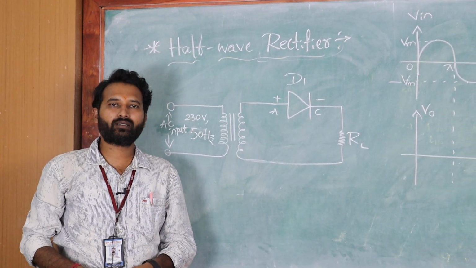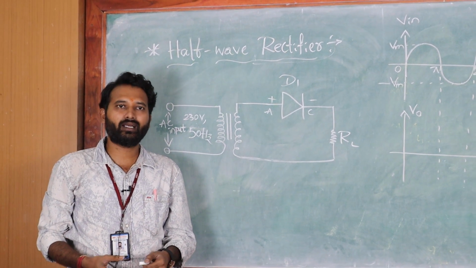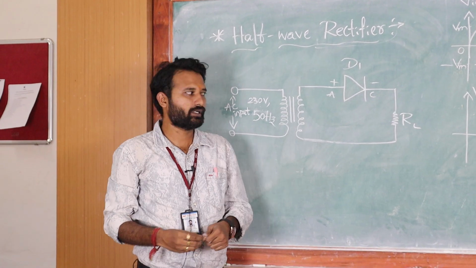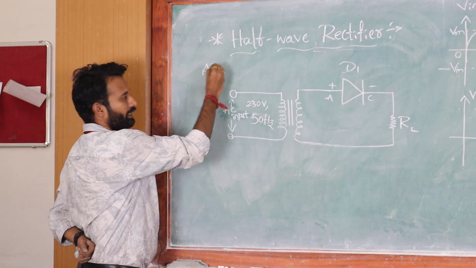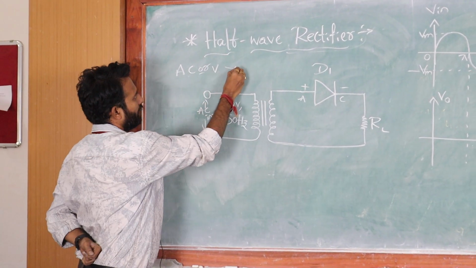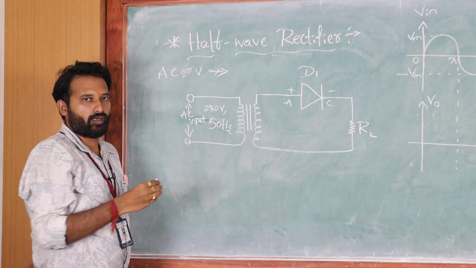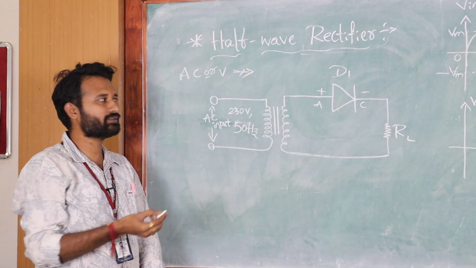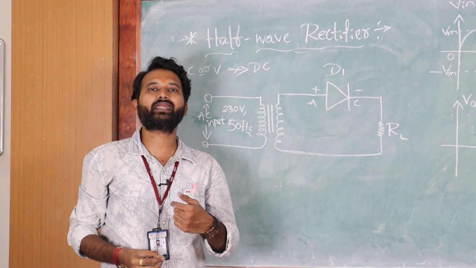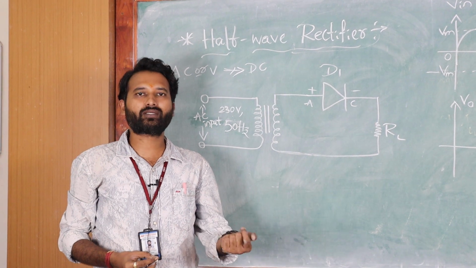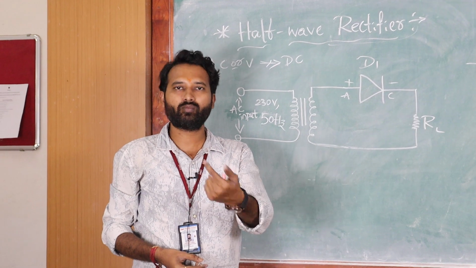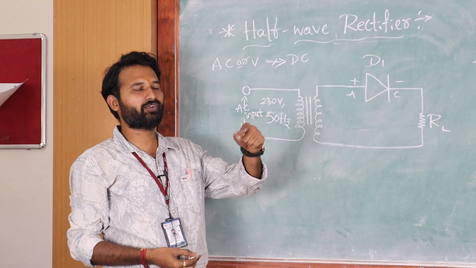So the rectifier is an electronic device. It's an electronic component which is used to convert alternating current or alternating voltage into pulsating, or you can say constant DC voltage. It's an electronic component which is used for the rectification process. Now what do you mean by that rectification?